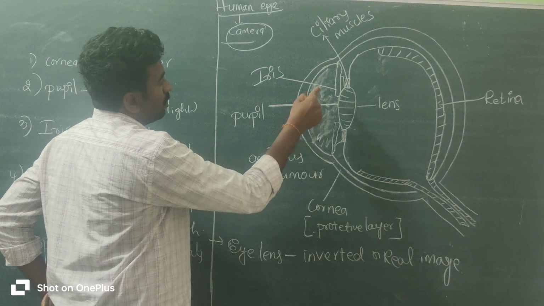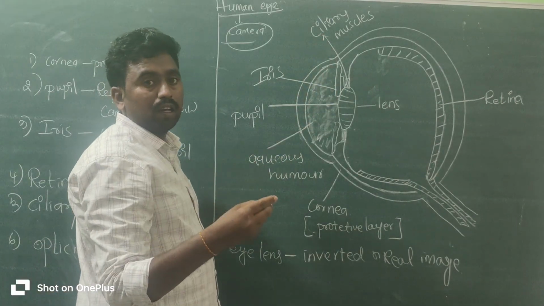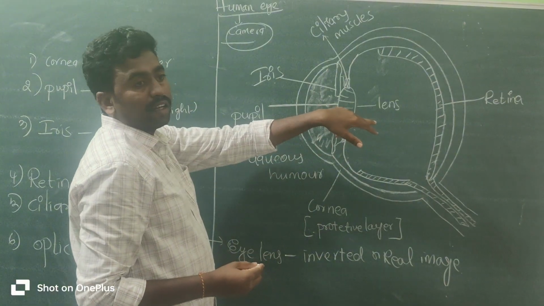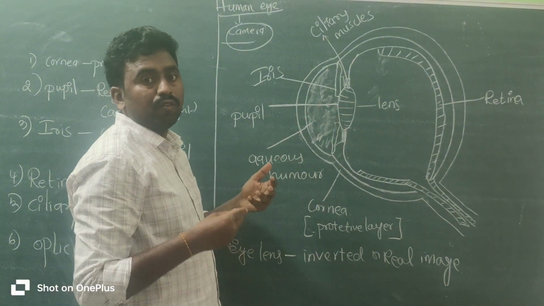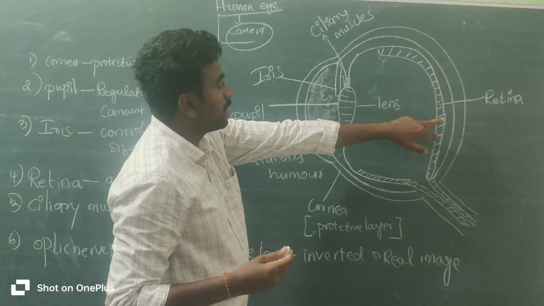Behind the cornea, there are ciliary muscles. Ciliary muscles adjust the focal length. If the object is at different distances, they adjust the focal length so that we can have a clear image on the retina. So the retina acts as a screen.